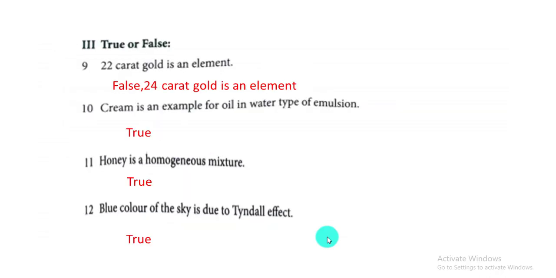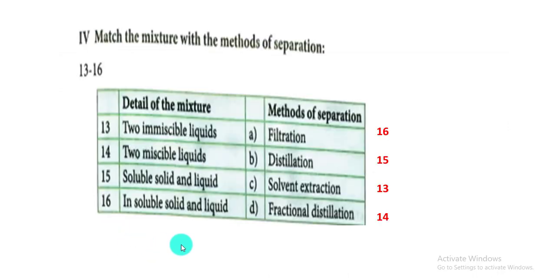Say true or false. 22 karat gold is an element. No, it is false. 24 karat gold is an element. Cream is an example of oil in water type of emulsion. Yes, it is true. Honey is a homogeneous mixture. True. Blue color of the sky is due to the Tyndall effect. Yes, due to scattering of light, blue color having a smaller wavelength is scattered away due to the Tyndall effect. So this is true.